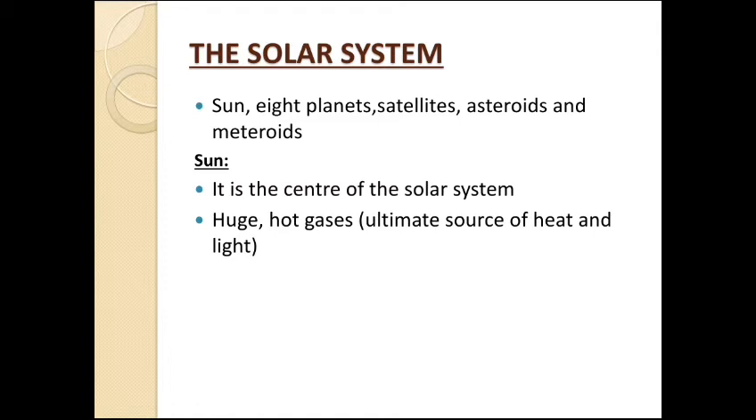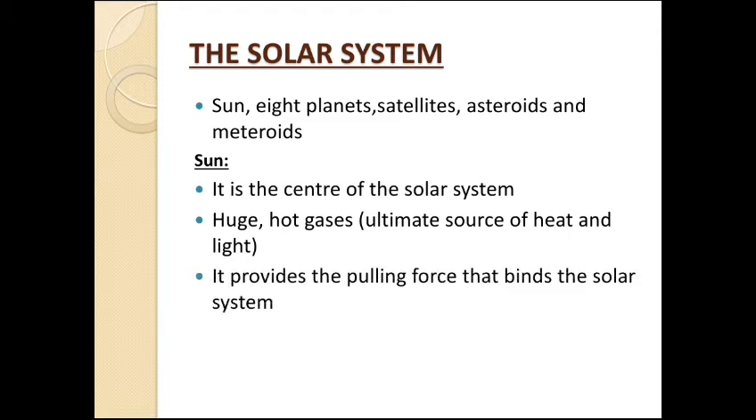It is huge, and since it is a star, it is made up of hot gases, and it is an ultimate source of heat and light. And it provides the pulling force that binds the solar system. You will be wondering why these planets are revolving around the sun without collapsing. It is due to the pulling force that binds the solar system. Who is providing this pulling force? The Sun is providing this pulling force that binds the solar system.